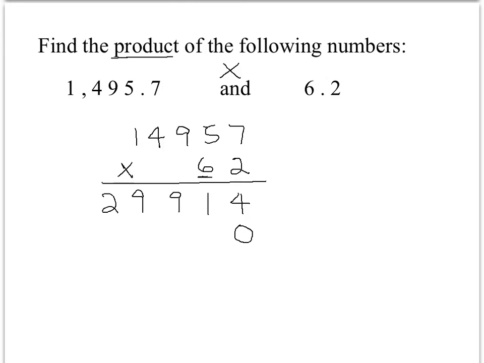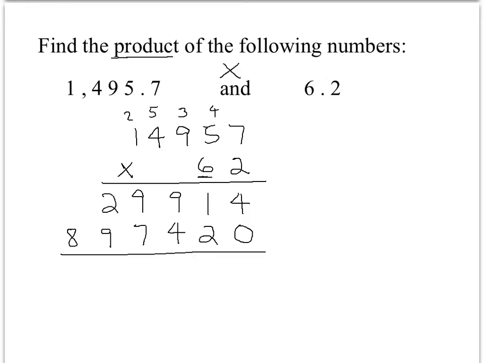Then I just proceed and multiply 6 times 7, and that is 42, carry my 4. And 6 times 5 is 30, plus 4 is 34, carry my 3. And 6 times 9 is 54, plus 3 is 57, carry my 5. And 6 times 4 is 24, plus 5 is 29, carry my 2. And 6 times 1 is 6, plus 2 is 8. Okay, so I'm done with the multiplying.